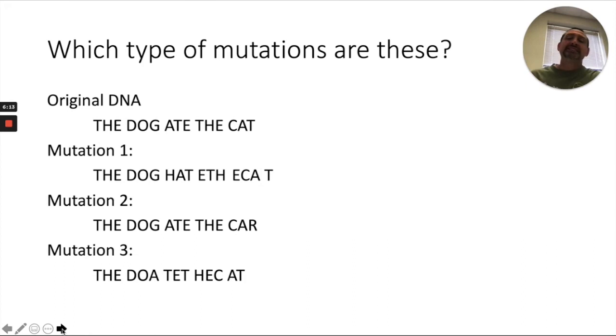But if we insert another letter, like the letter H in mutation 1, everything after the letter H frame shifts. It shifts over. And everything after those first couple words is nonsense. In a similar way, the dog ate the car, a substitution mutation. We've swapped one letter for another, and we have a completely different meaning. In the third type of mutation, we've removed a letter, a deletion mutation. And as a result, the frame shift has gone back one letter, and the subsequent codons are messed up.